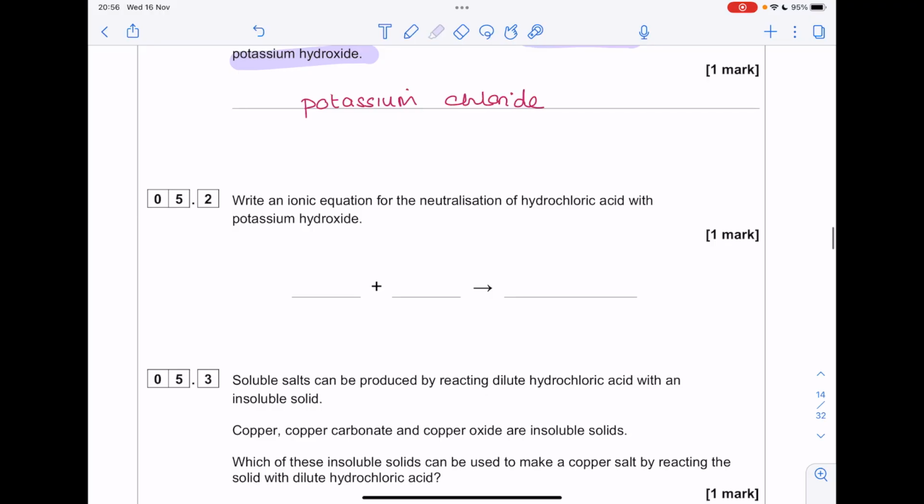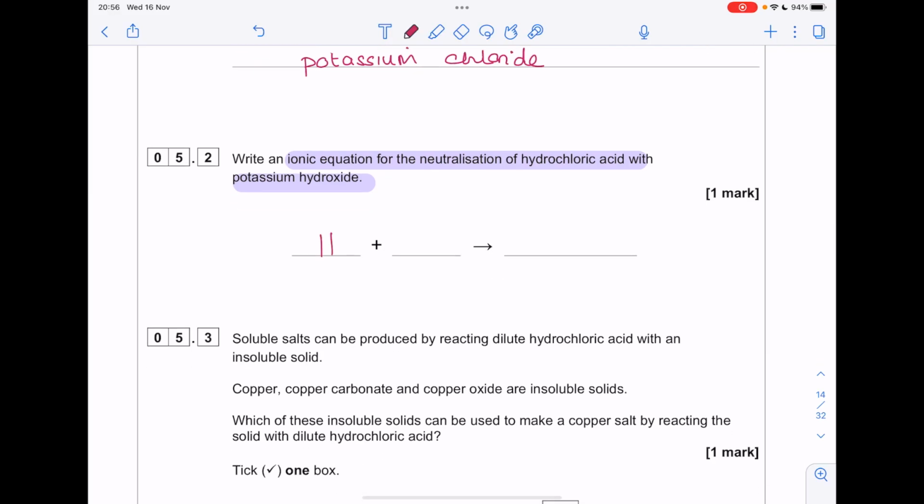Write an ionic equation for the neutralization of hydrochloric acid with potassium hydroxide. So we just want the ions. It's a simple neutralization equation as they told us above, which is why this is your answer.